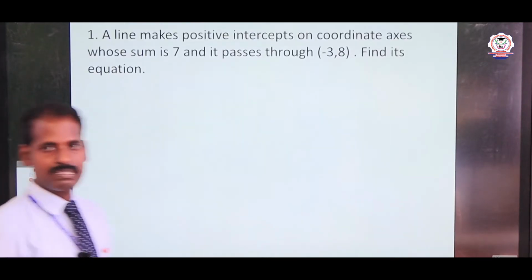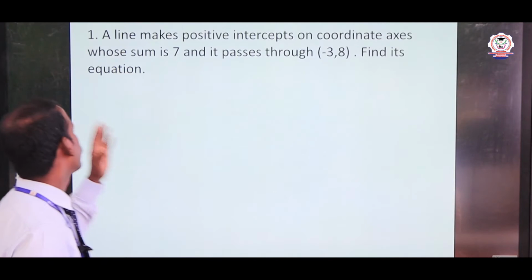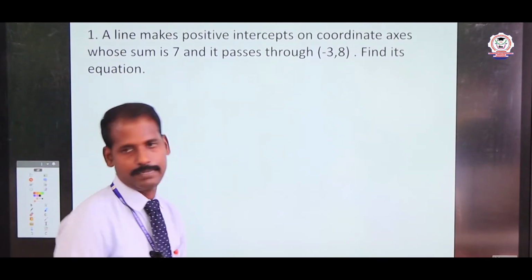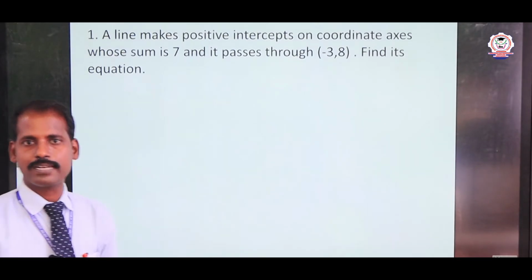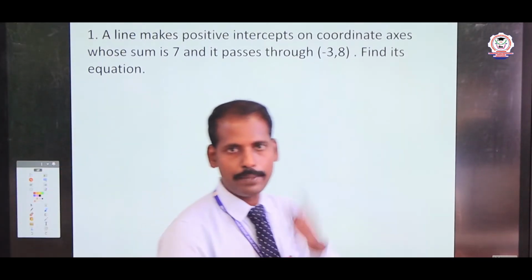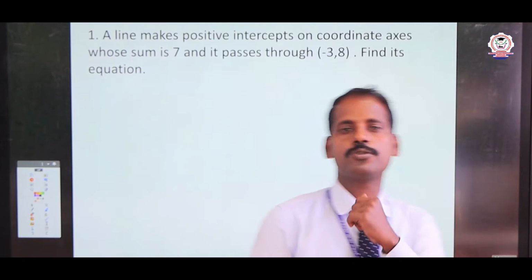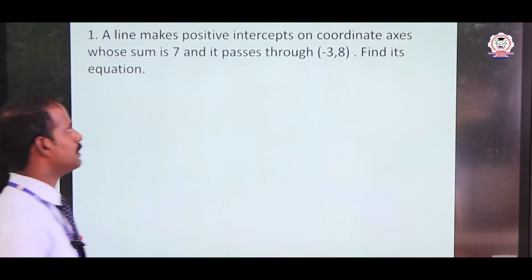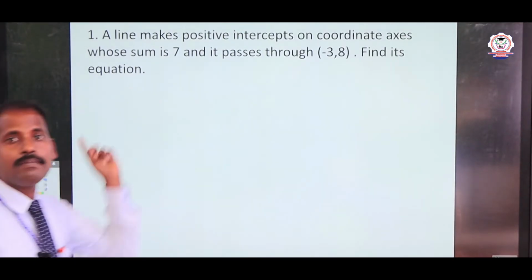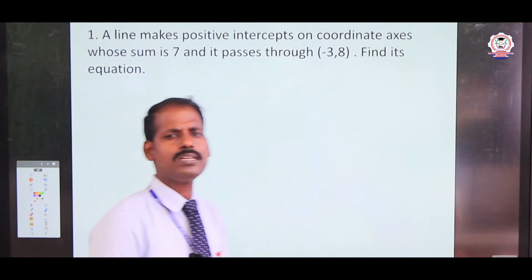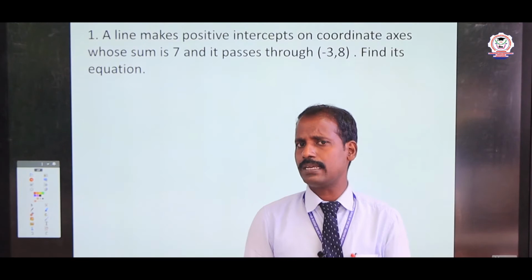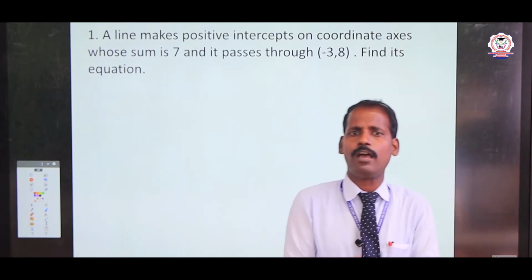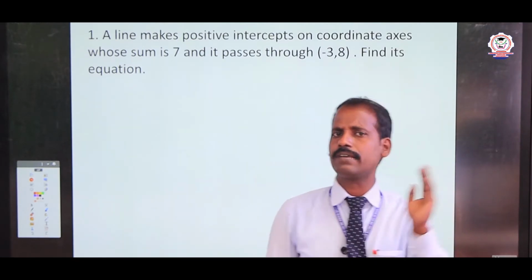The first one, this is a very important question. A line makes a positive intercept. Intercept concept means we can use the equation x by a plus y by b is equal to 1. So a line makes positive intercepts on the coordinate axes whose sum is 7. So what is the sum value? 7. Here the sum of the x-intercept and y-intercept is 7. That is the given value.